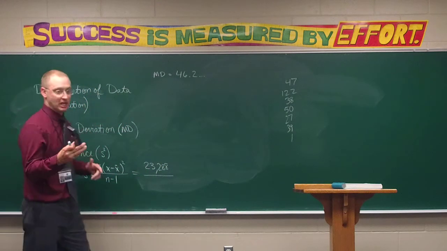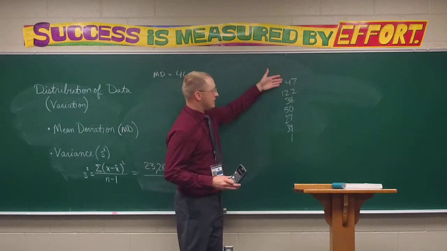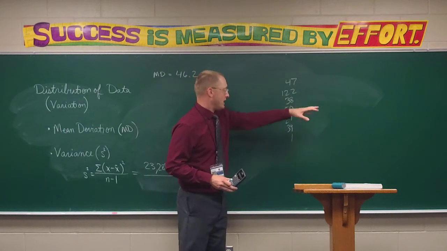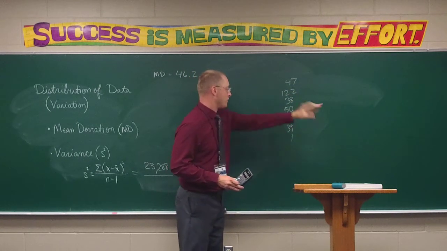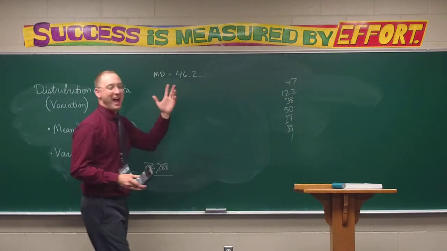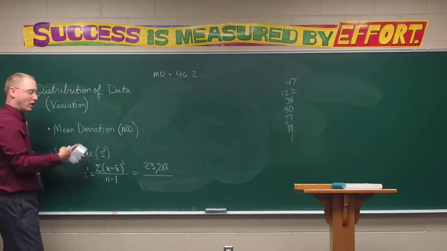If you don't have the TI-30XA and can't figure out how to do it on your calculator, 47 squared, write it down. 122 squared, write it down. 38 squared, 50 squared, 27 squared, 39 squared, write them down. 1 squared is 1. And then you add all those big numbers together. But I've just done it for you because the calculator kept track of it.